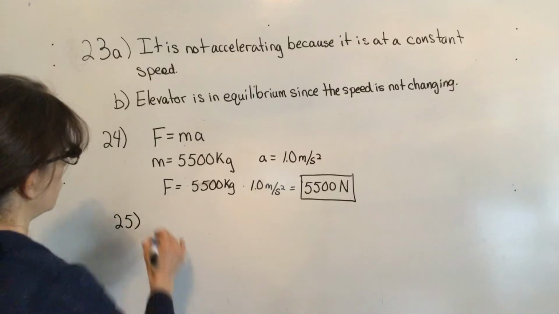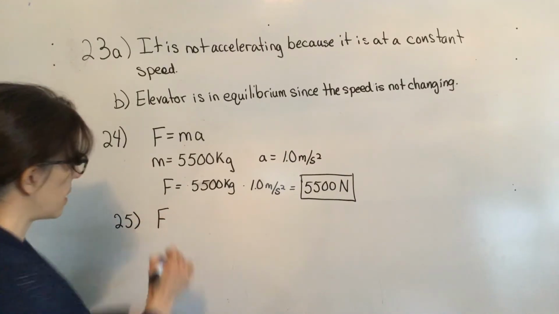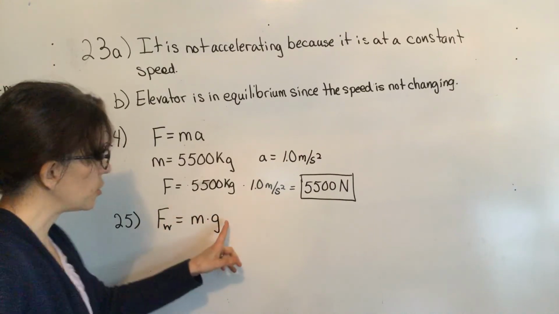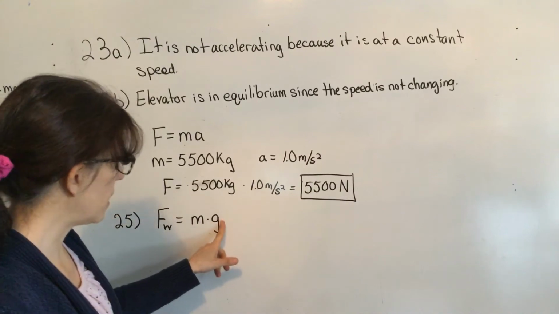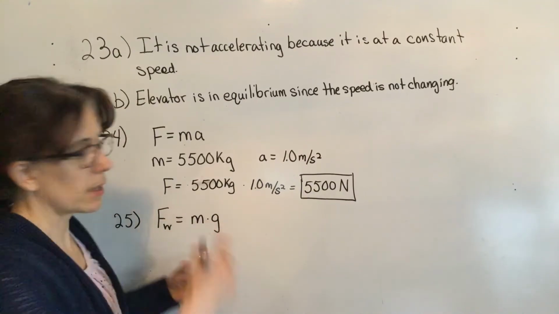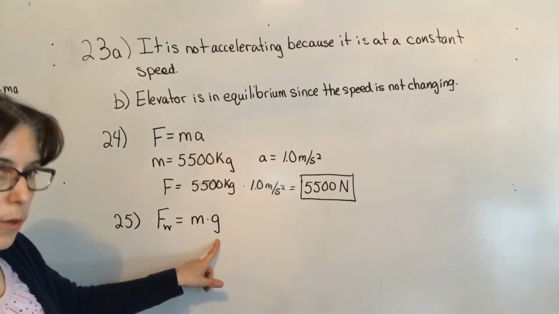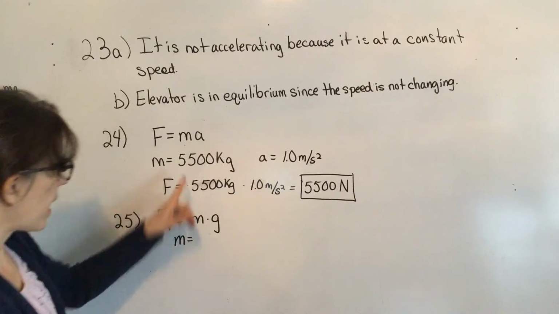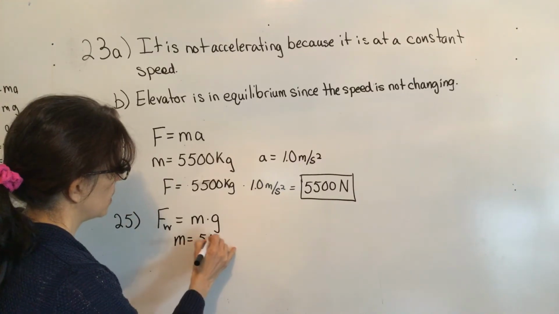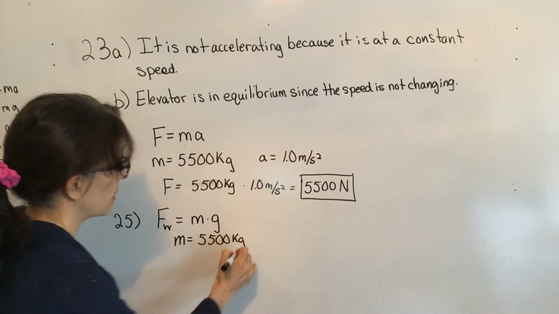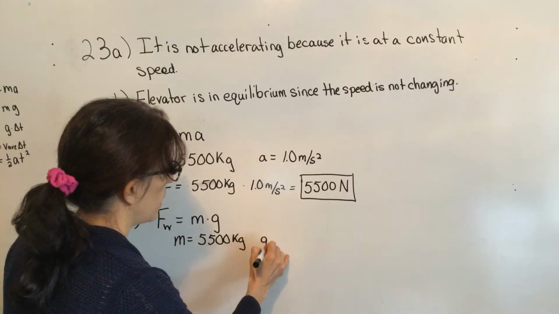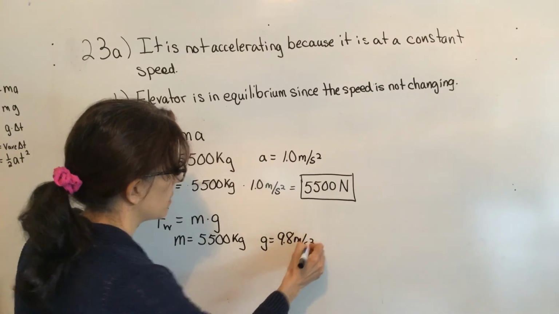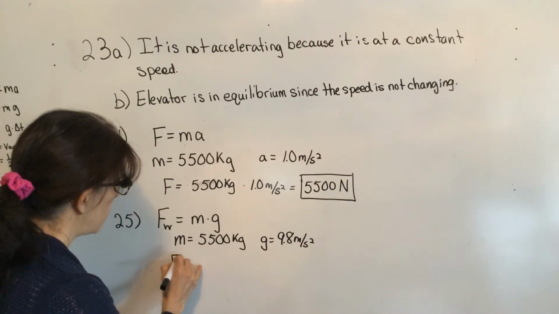So 25, we're going to use a new formula. F, the force of the weight, equals the mass times g for the acceleration of gravity of anything, acceleration due to gravity on the earth. So we wrote out our formula. Force of the weight equals mg. Let's write out what it's telling us. The mass of the elevator and passengers all together, 5,500 kilograms. The acceleration of any object on the earth due to gravity is 9.8 meters per second squared. So let's go and substitute everything in our formula.